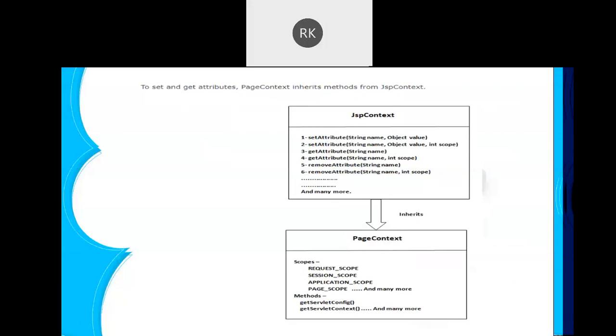So to set and get the attribute, page context inherits the methods from the JSP context: setAttribute and getAttribute. Let's suppose you want to set a value and share it with someone else. You can set it using setAttribute. If you are in a request scope, you can set it using the request. If it will be available within the same session, you can set it using the session. If it will be available somewhere else, you can set it using the application attribute. So that's up to you where you want to send the attribute.